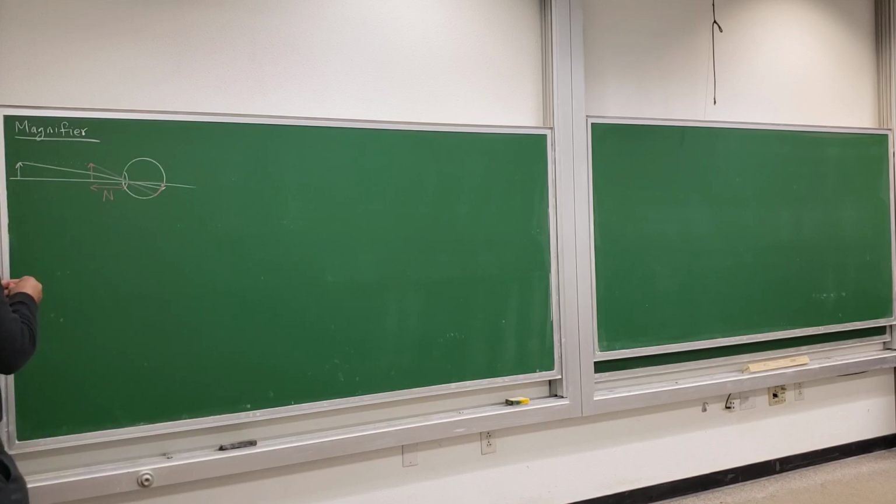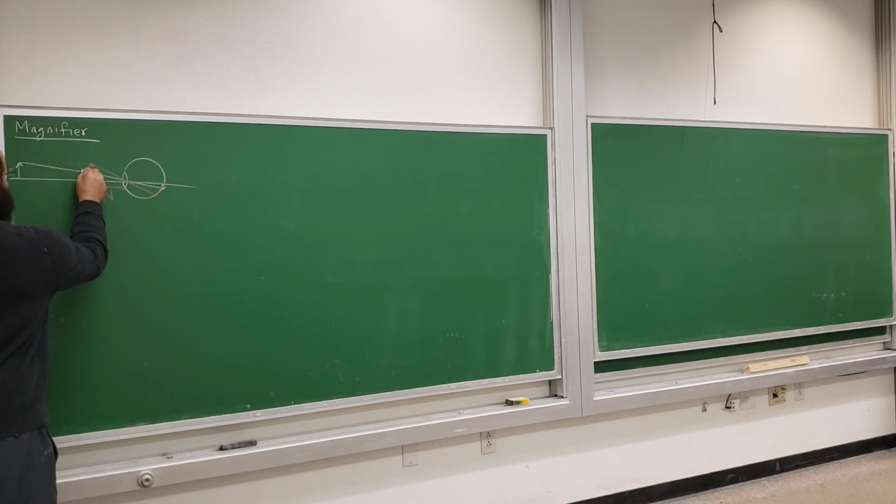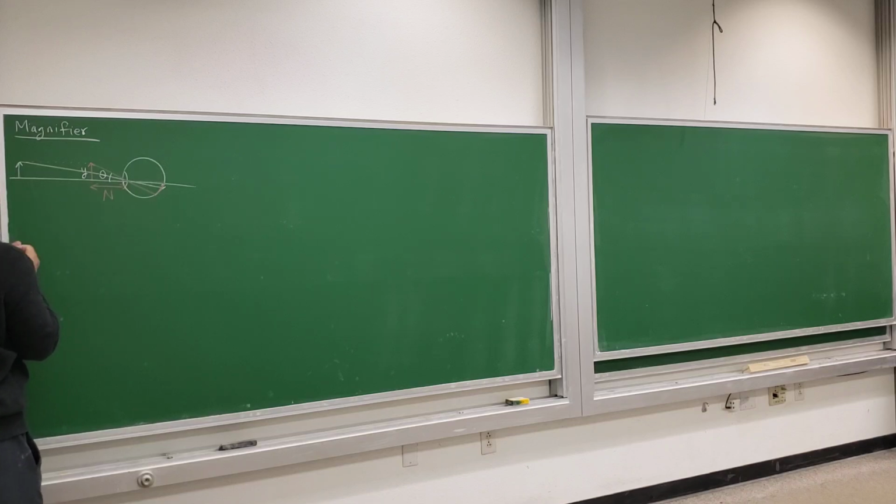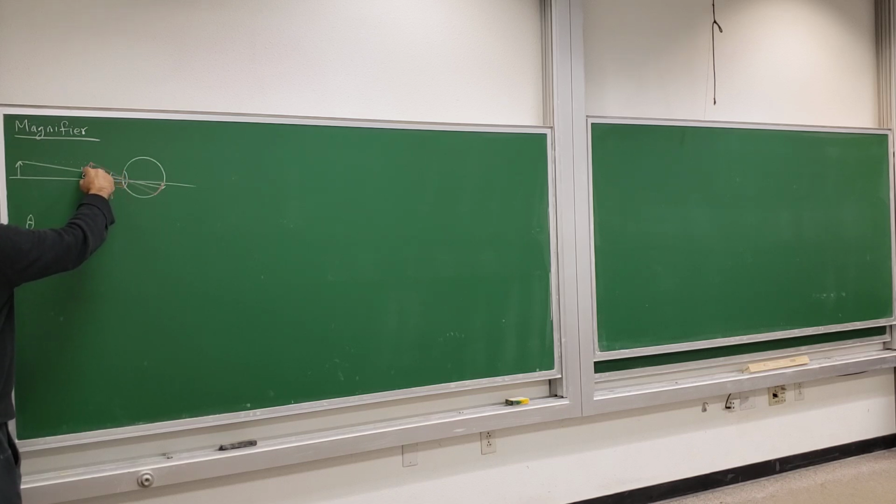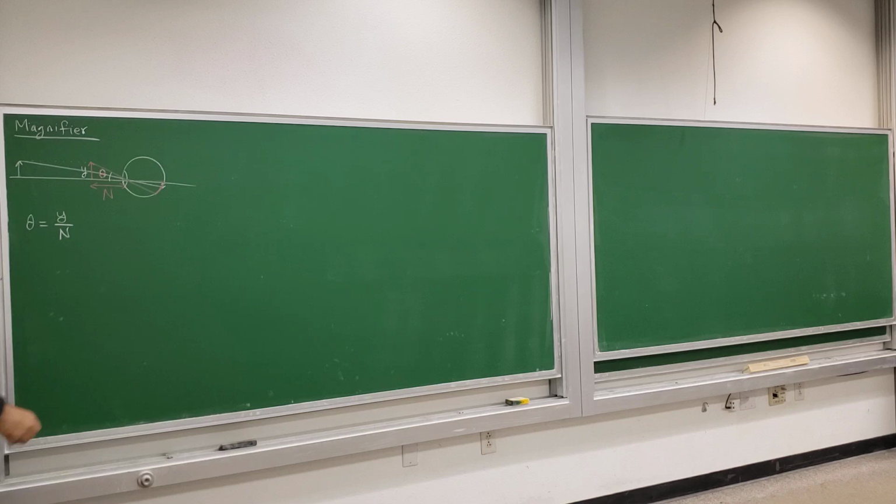The object itself will have a height y. The angle here, let me call it theta, this angle, maybe in red. Theta is approximate: if theta is small, then y over N is equal to theta. You see that? If the angle is small, y over N is the tangent of theta, and tangent is almost sine, and sine is almost theta. It's a small angle. But theta here is in radians, of course. Is that clear? All right, sounds good.